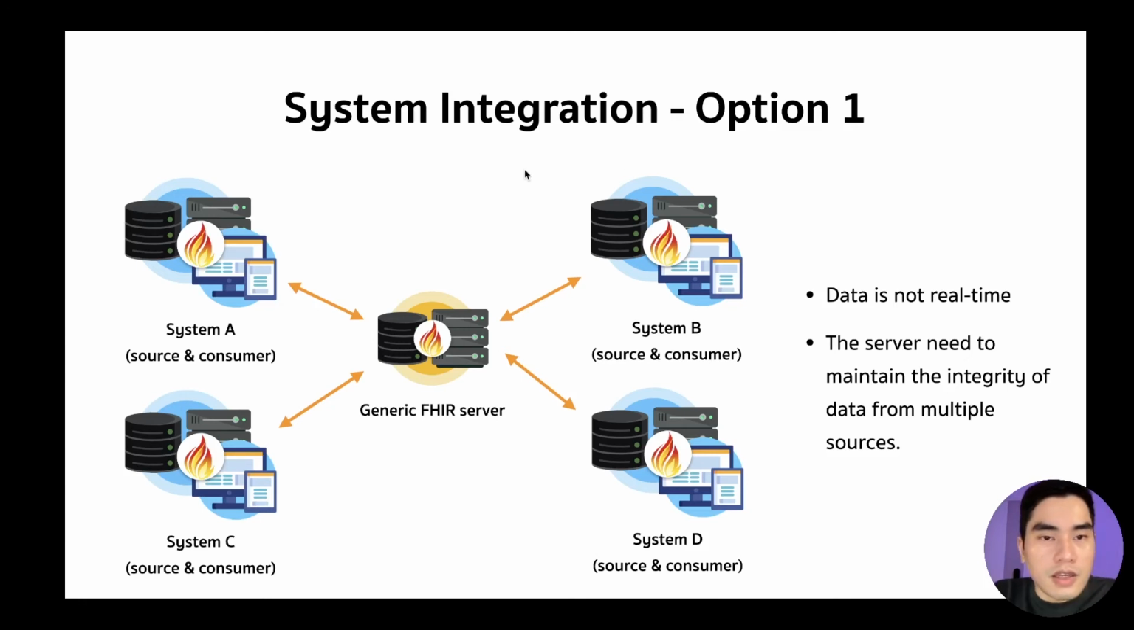And in case of system integration, let's say that we are in a hospital or some kind of network. In this case, every system, A, B, C, D, all of them are both source and consumer. They are source for other systems, but they are also consumer of other systems. So option 1, if we put the generic file server here, this one will act like a middleman, and every system will communicate with this server.